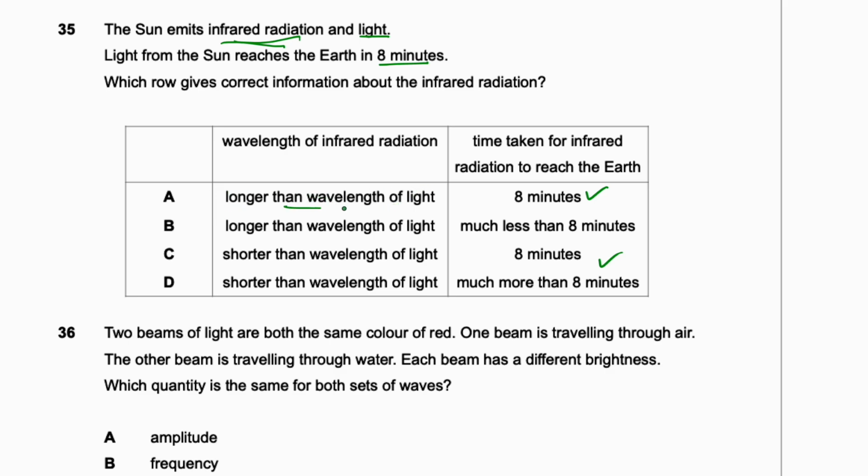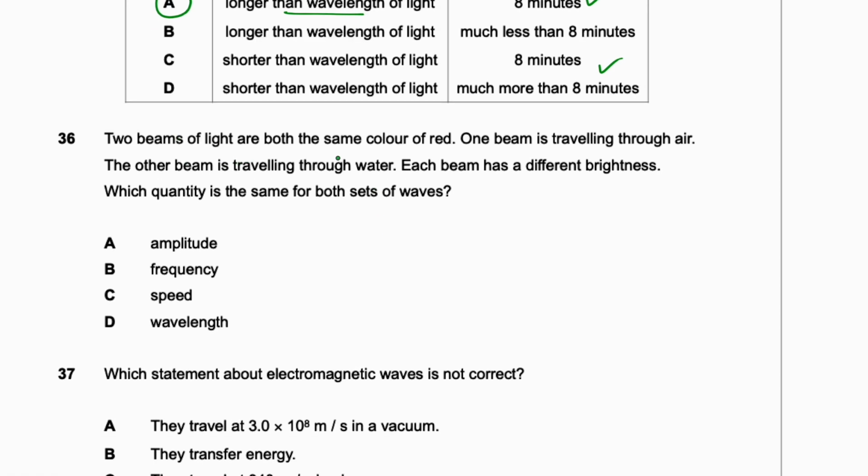So it has to be longer wavelength than light. Again, it's A. Okay. Two beams of light are both the same color of red. One beam is traveling through air, the other beam is traveling through water. Each beam has a different brightness. So same red color, so frequency is the same, wavelength is the same.